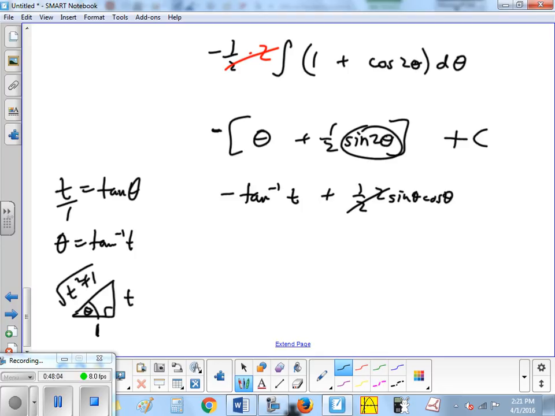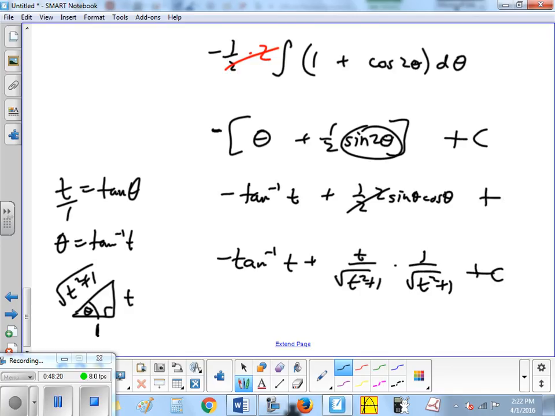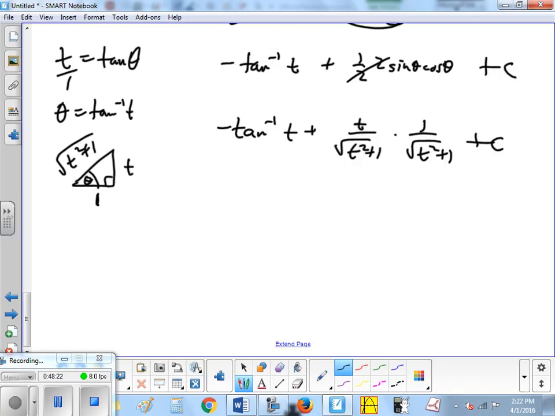Okay, so what is sine theta? It's t over square root of t squared plus 1. And what is cos theta? It's 1 over square root of t squared plus 1. Don't forget the plus c, right? Doesn't seem very important right now. That's how you get it back to t.